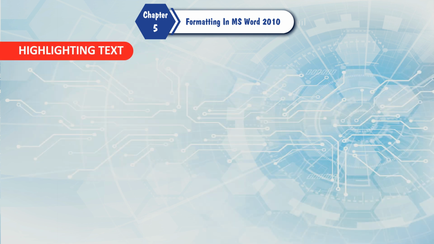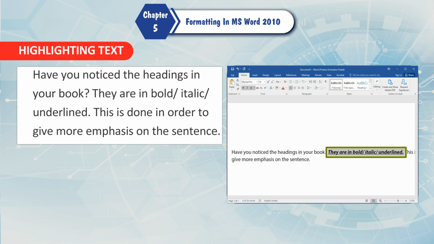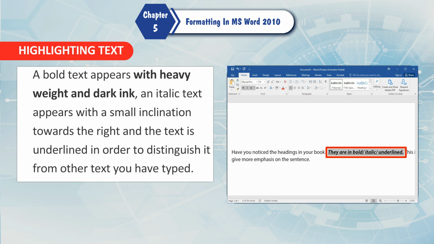Highlighting text. Have you noticed the headings in your book? They are in bold, italic, underlined. This is done in order to give more emphasis on the sentence. A bold text appears with heavy weight and dark ink. An italic text appears with a small inclination towards the right and the text is underlined in order to distinguish it from other text you have typed.